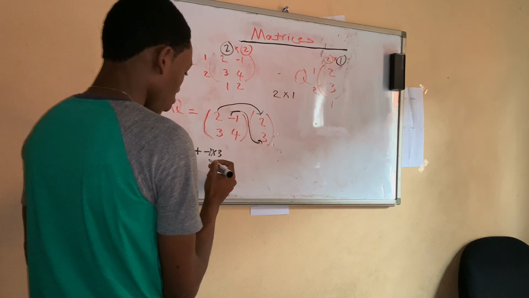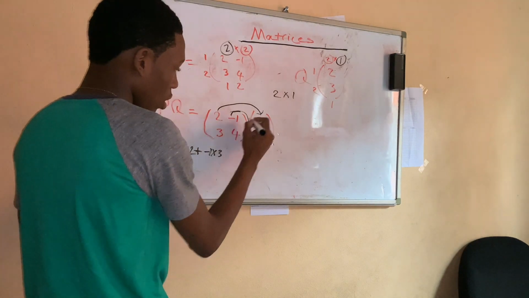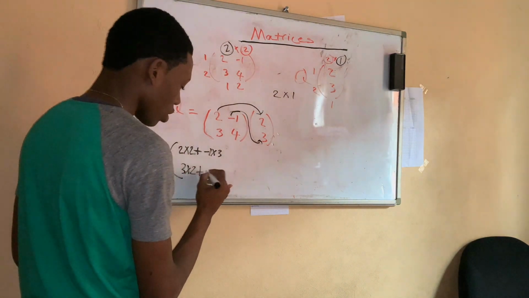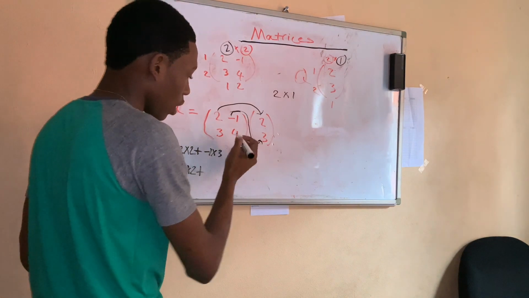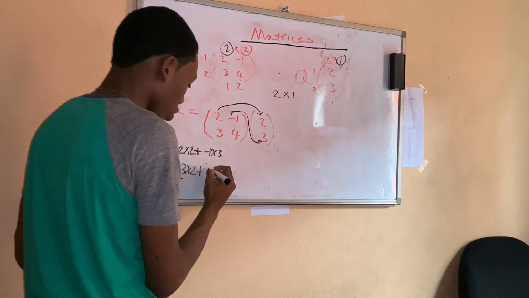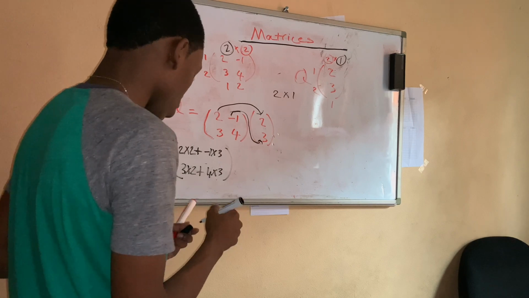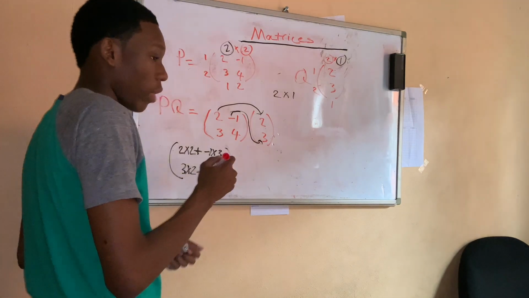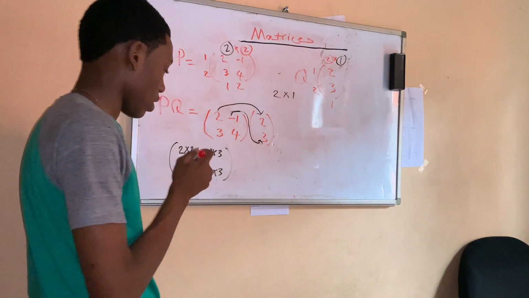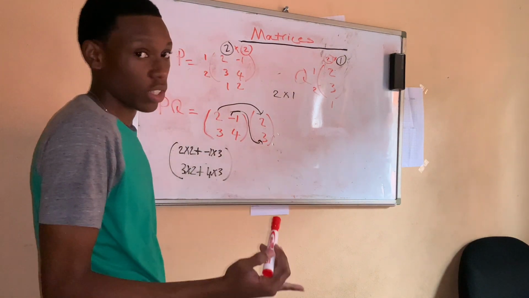Now the second row is 3 and 4. We're going to do the same. We multiply 3 by 2, so 3 times 2, plus the second number in the second row, which is 4, times 3, which is 12. But we're not done there. We need to simplify this matrix because we can't leave the working out like this. We just write it like this to work it out and get the simplification.